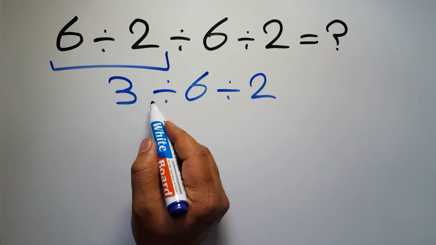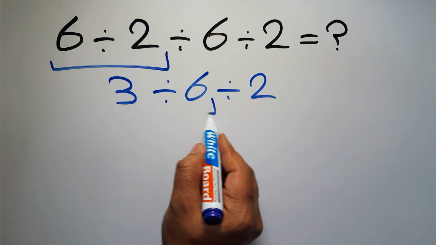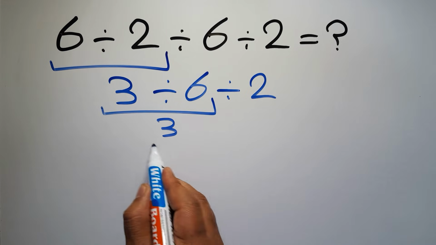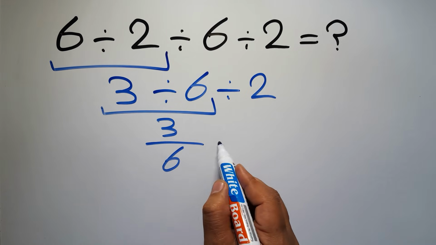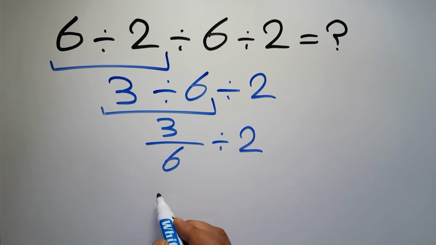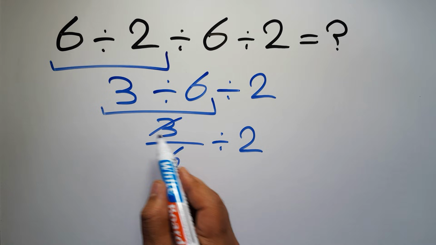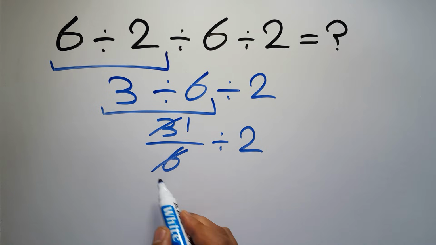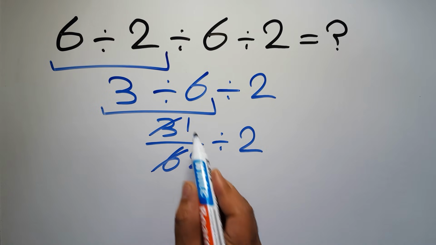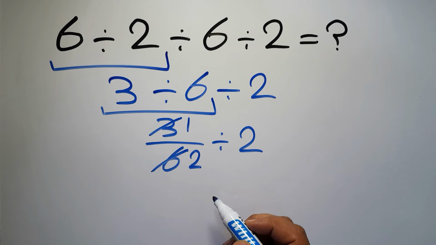Now we have to do this division. 3 divided by 6 can be written as 3 over 6. And here we have divided by 2. Let's simplify this fraction. 3 divided by 3 gives us 1, and 6 divided by 3 equals 2. So 1 over 2 divided by 2.